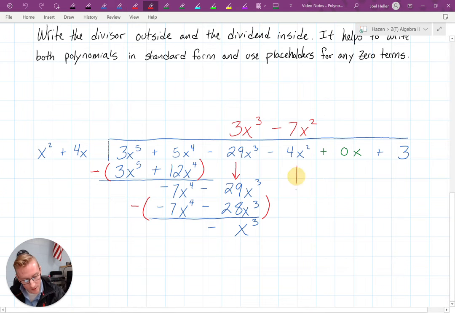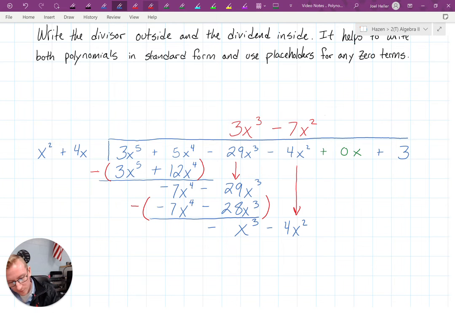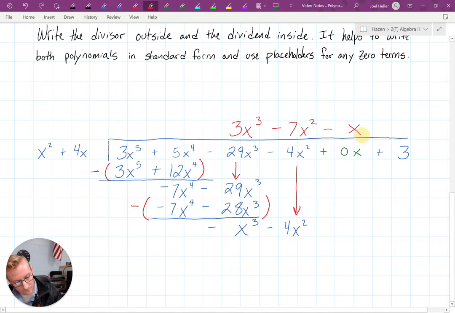Then I bring down my next term in the line. So that's going to be minus 4x squared. And I'm going to repeat the process. X squared looks like it's going to be minus x. So I'll put a minus x up here. And then negative x times the other two terms there gives me a minus x cubed, which is what I'm looking for. And then negative x times negative 4x is going to be minus 4x squared. Then I'm going to subtract those terms.